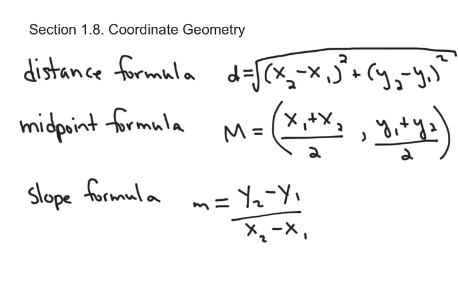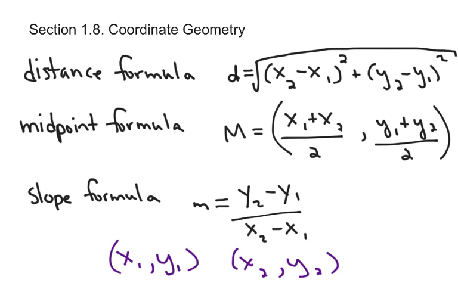So to begin with, if you know two ordered pairs on a line, you can find the distance between those two ordered pairs. We'll call those two ordered pairs (x1, y1) and (x2, y2), by taking the square root of the sum of the squares of the differences. The midpoint formula is the average of the x-coordinates and the average of the y-coordinates.